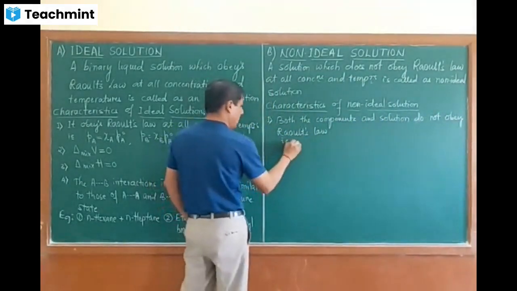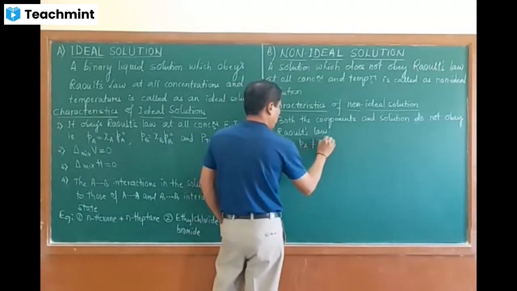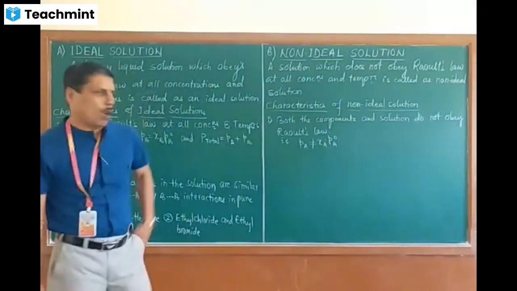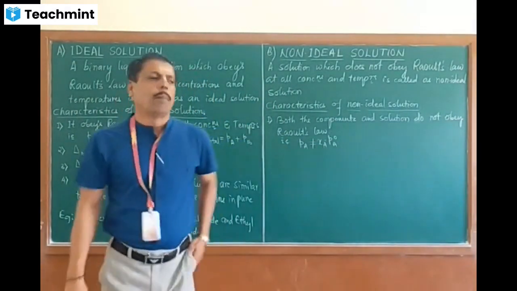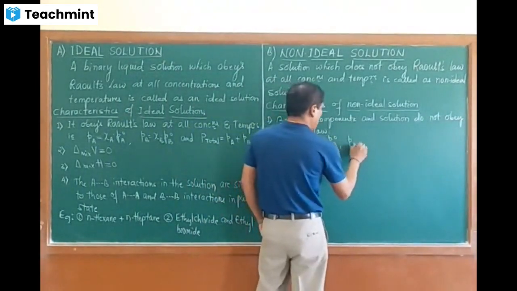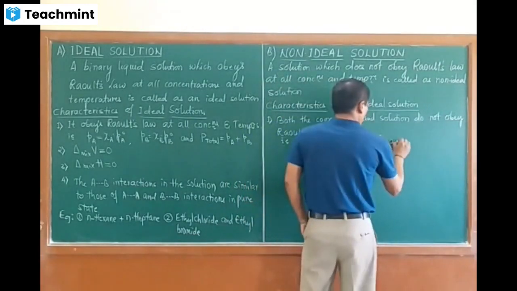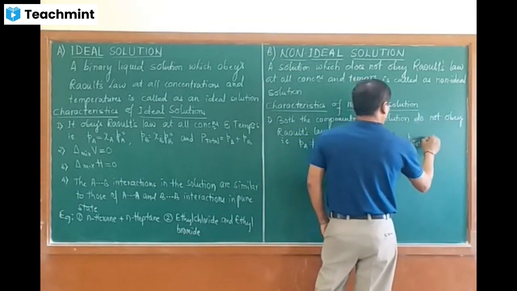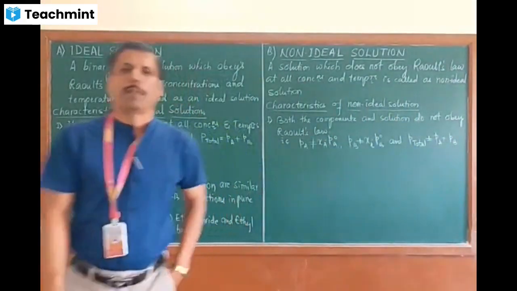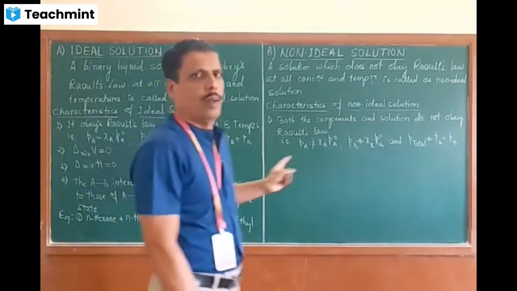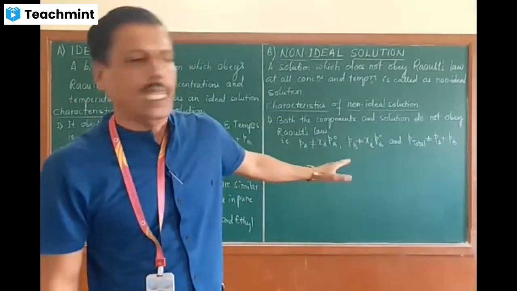See, it means that we may write PA is not equal to Chi A into PA naught. If Raoult's law is obeyed, PA becomes equal to Chi A into PA naught. Here PA is not equal to Chi A into PA naught for component A, then PB is also not equal to Chi B into PB naught, and P total for the solution is not equal to PA plus PB. This is the first characteristic of non-ideal solution: both the components and solution do not obey Raoult's law at all concentrations and temperatures.